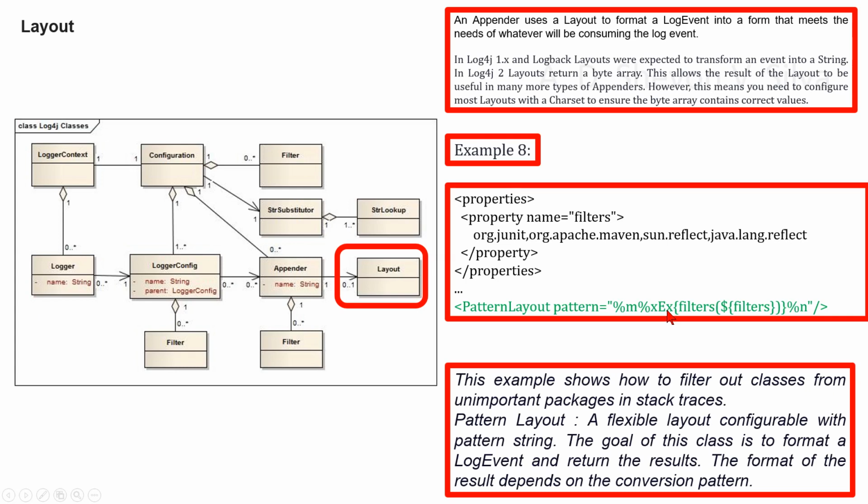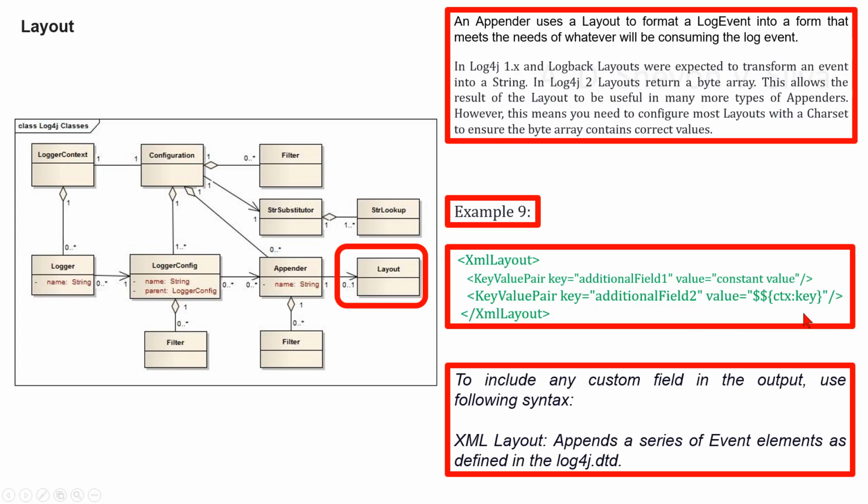Here, %n outputs the platform-dependent line separator character or characters. As an example 9, we are considering XML layout, which appends a series of event elements as defined in the log4j.dtd. This is to include any custom field in the output. Use this syntax.